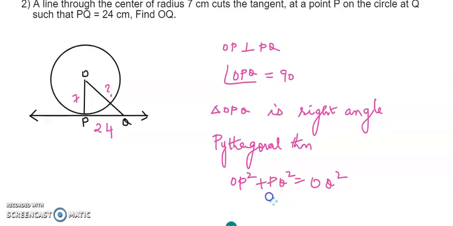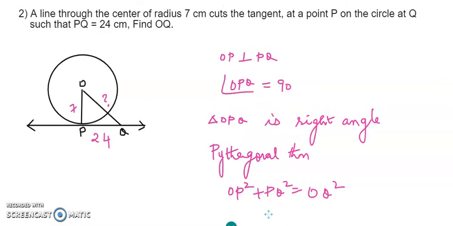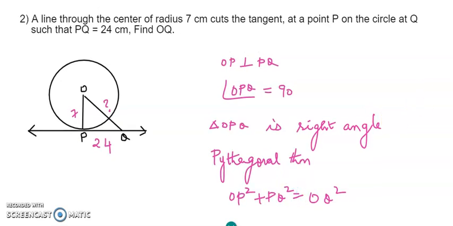So what does the first theorem of this chapter tell us? This chapter is based on tangents and circles. So the first theorem says that the tangent which touches the circle at one point is always perpendicular to its radius. So the radius of the circle is always perpendicular to the tangent. Okay, let's take a few questions.